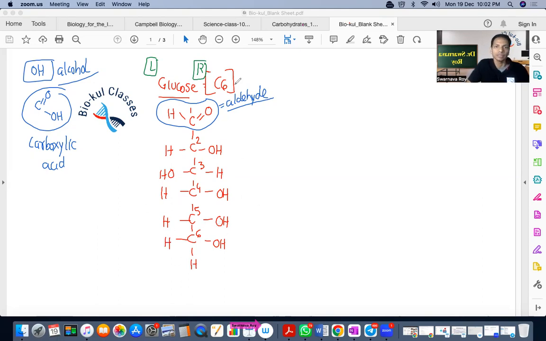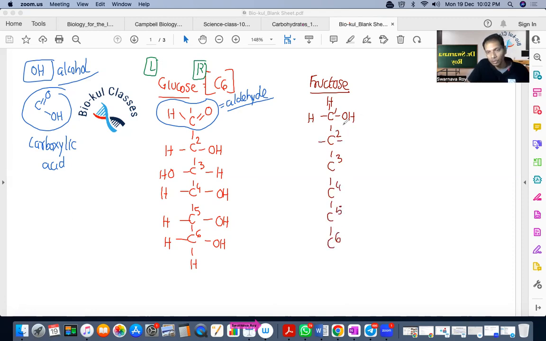CH2OH. All right, so this is actually the glucose structure. If you look at a fructose structure, we'll draw the fructose. Fructose is another kind of monosaccharide. And looking at the fructose structure, the fructose has CH2OH. This is the first carbon, second carbon, third carbon, fourth carbon, fifth carbon, sixth carbon.